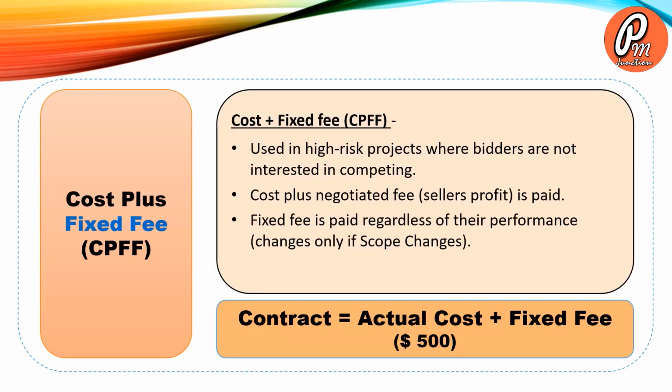The next contract is cost plus fixed fee. It is used in high risk projects where bidders are not interested in competing. Cost plus negotiated fee, that is seller profit, is paid. Fixed fee is paid regardless of their performance, and it changes only if the scope changes. So the contract value will be equal to actual cost plus fixed fee.